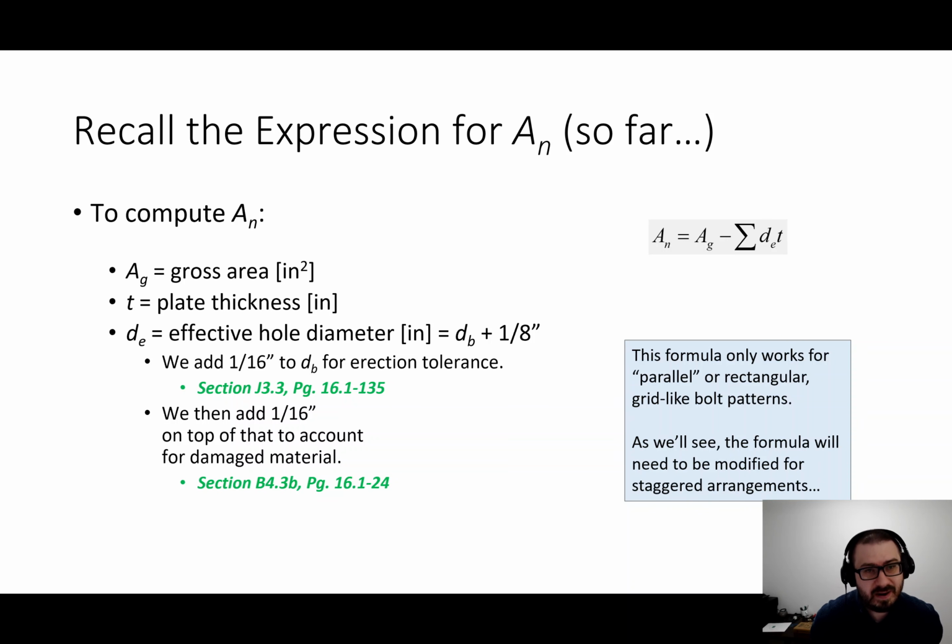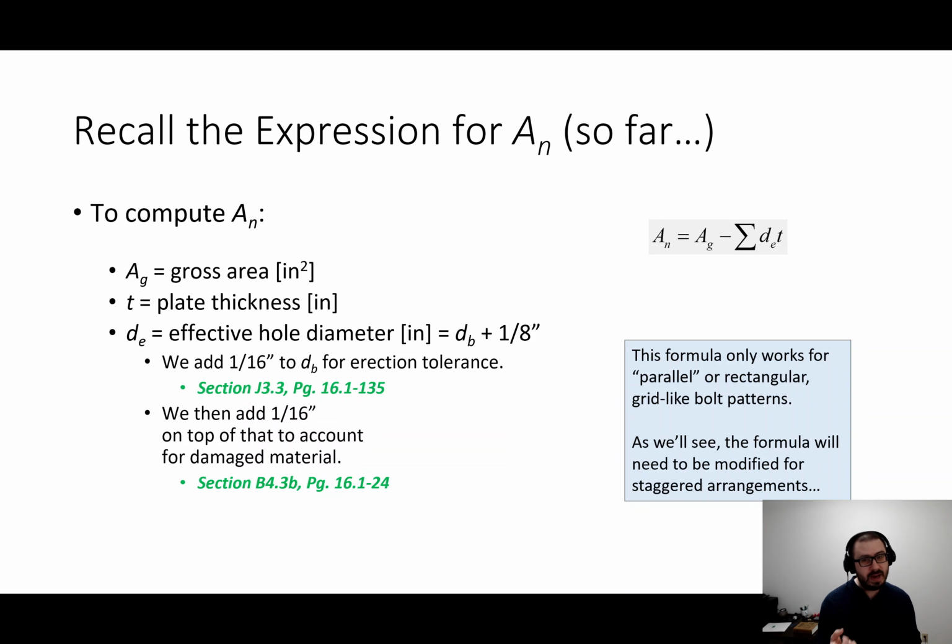Now, for net area, we take the gross area and we subtract the area loss due to the presence of bolts. And up until now, we've only looked at grid-like or parallel bolt patterns where everything's in one nice rectangular grid. And so when you cut a section and look at the net area, in those cases, it is just going to equal the gross area minus however many holes you're subtracting, the sum of all the holes that you're removing. And those holes are the diameter of the hole times the thickness.